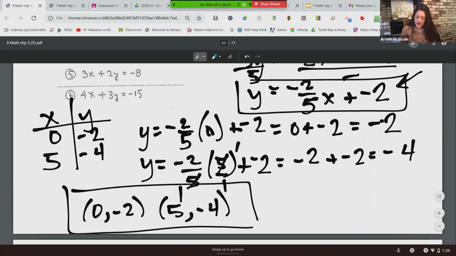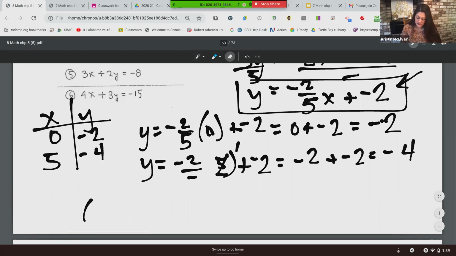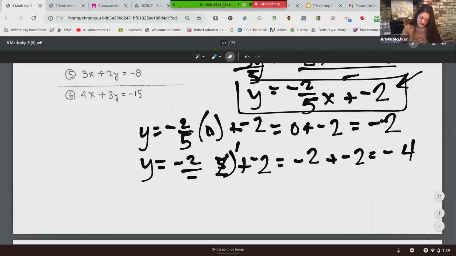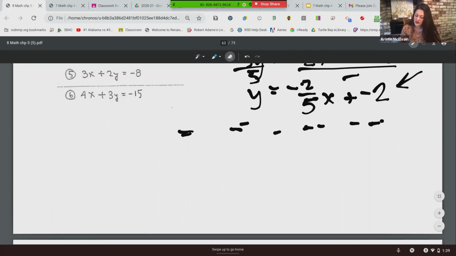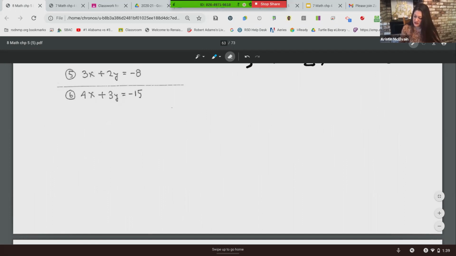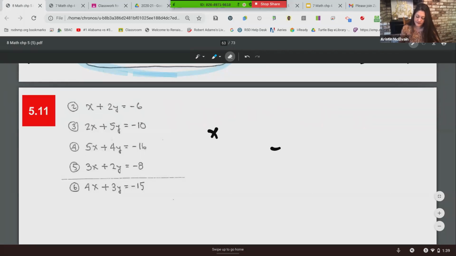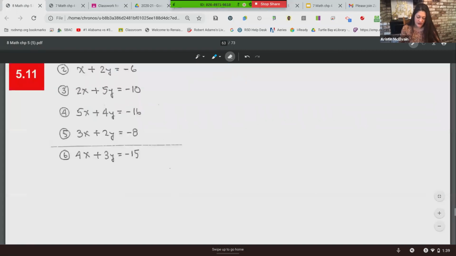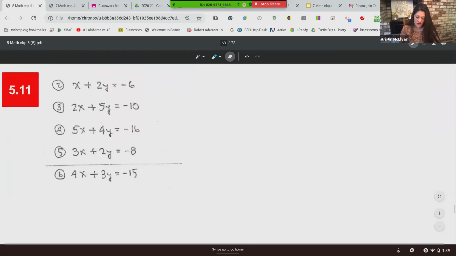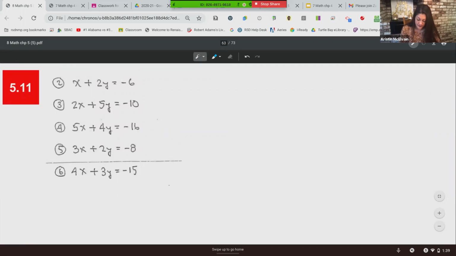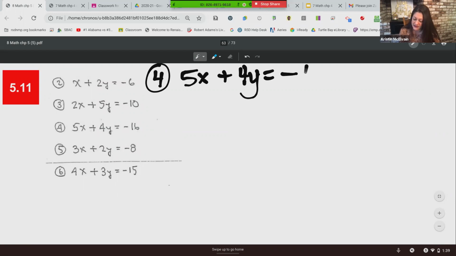All right, on to number 4. Let me erase all of this. Okay, almost there. All right, so we are on number 4. 4 is 5x plus 4y equals -16.